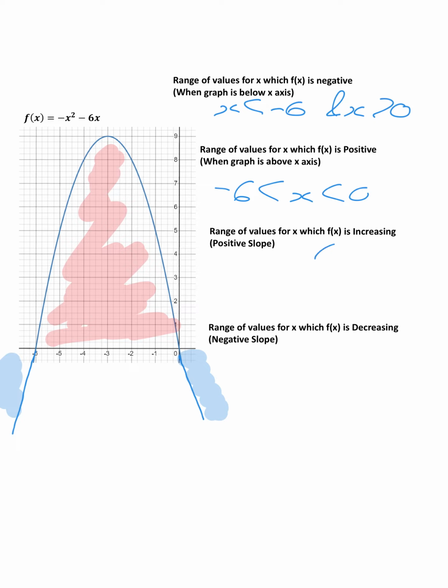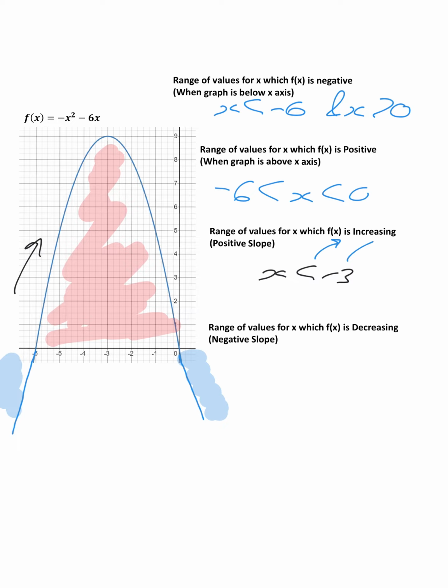The range of values of x for which f of x is increasing. So again, this is a positive slope going this way. And now we have no specific domain. It's going to be increasing for any value on this side, because any value over here is going to be a positive slope going up like that. So f of x is increasing when x is less than -3, because when x is less than -3, that graph is always going to be increasing.